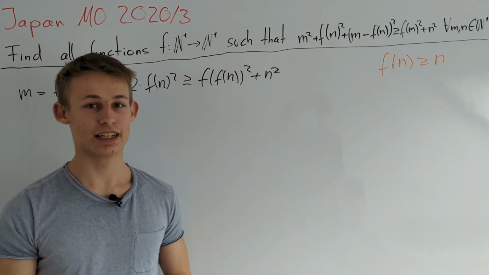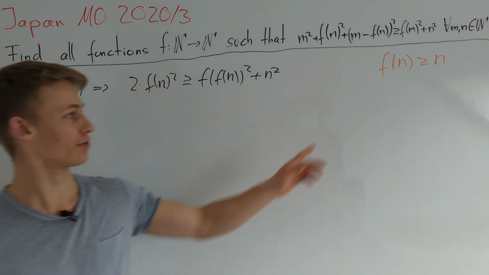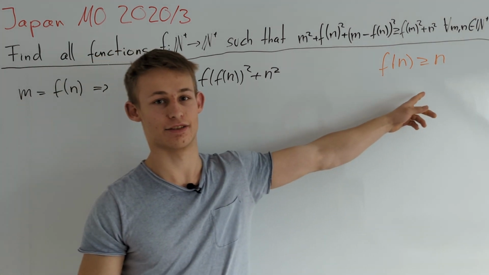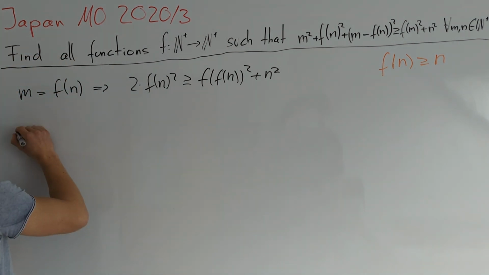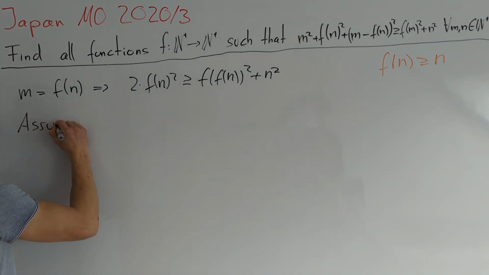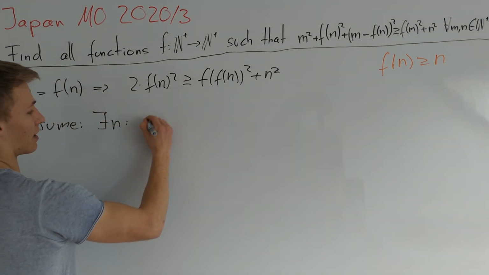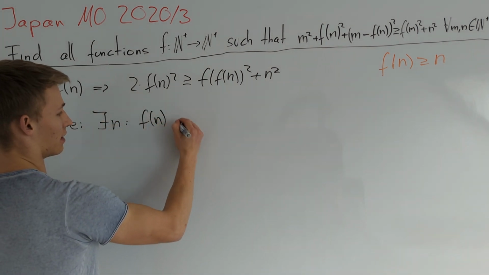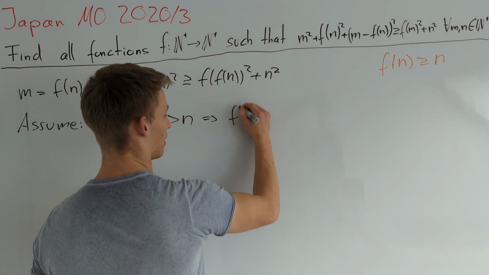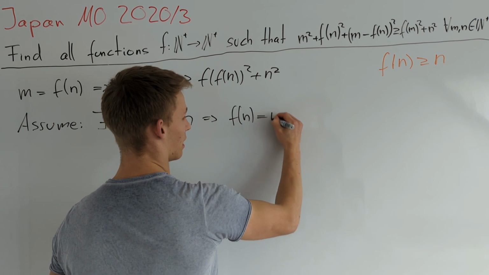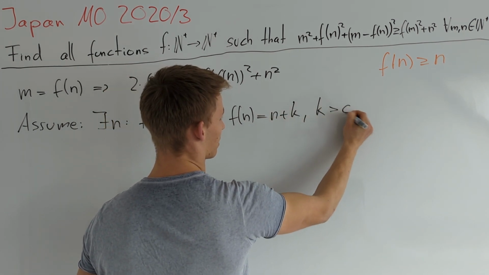At this point, it would be nice if a similar argument can be done in order to prove that f of n is also less than or equal to n. And therefore, let's try this out and see what happens. So assume that there exists some n such that f of n is greater than n, and this means we can write f of n equal to n plus k for some k greater than 0.